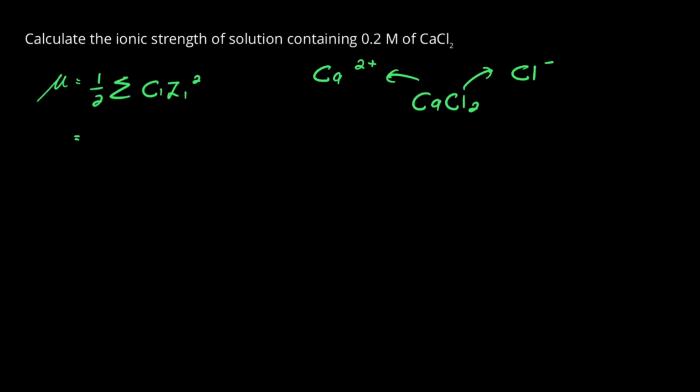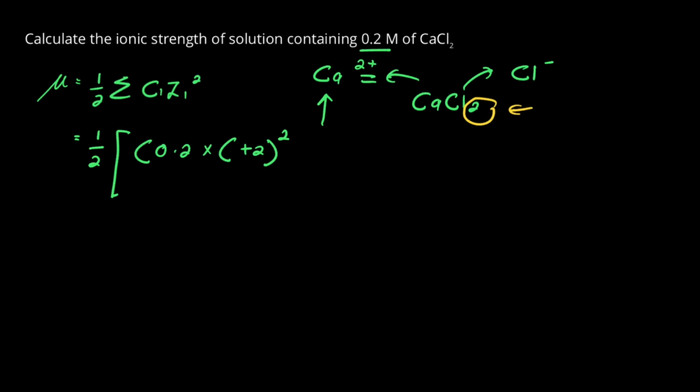But bear in mind that for chlorine, you have 2 chlorine over here, right? So for here, you need to do half. We are going to start with this. So the concentration is 0.2 times the charge, which is 2 positive, to the power of 2, plus the same goes here: concentration times here is just 1, negative 1 to the power of 2. But here you have 2 chlorine, right?